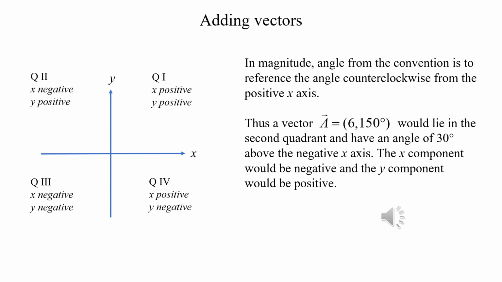So in quadrant 1, both x and y are positive. In quadrant 2, x is negative, y is positive. In quadrant 3, x and y are both negative. And in quadrant 4, x is positive and y is negative. So by looking at the components of the vector, you can tell immediately which quadrant the vector lies in. And now it's easy to find the angles using the inverse trig function of the positive values.